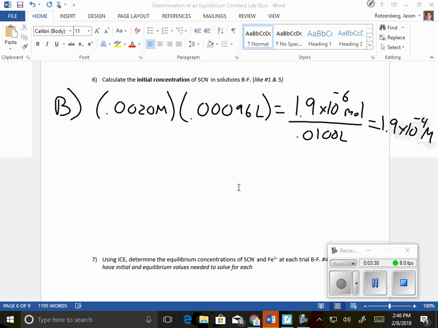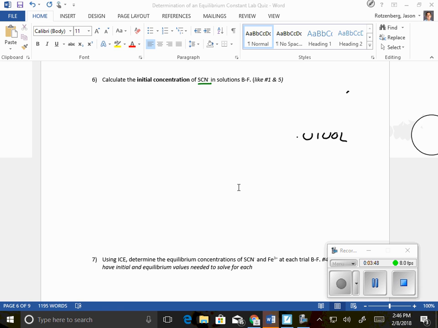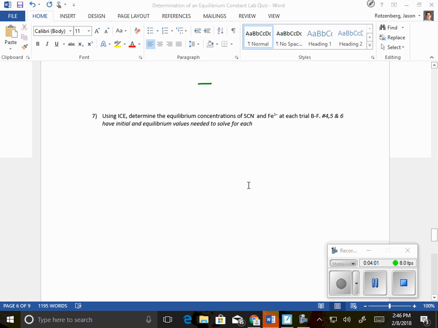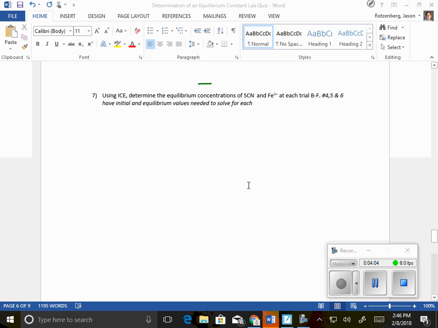Please pay attention to the fact that I have bolded initial concentration of SCN. Just like if you look back at the previous page, I bolded for question number 5, initial concentration of Fe plus 3, and I bolded for question number 4, at equilibrium of FeSCN 2 plus. So that is going to lead us to question 7. Question 7 is setting up an ice table for all of our reactions.